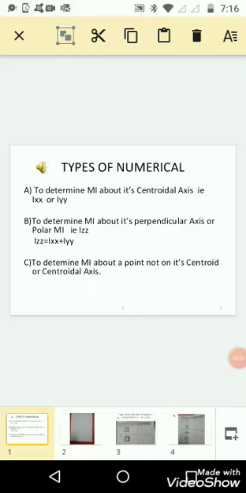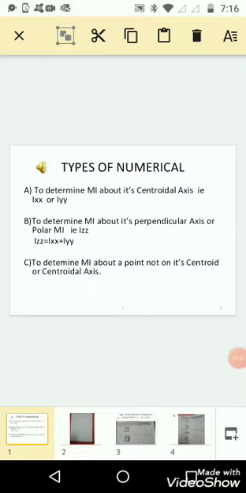We have seen that a lamina has x and y axes. It's a plain two-dimensional lamina. So if we want to find moment of inertia perpendicular to that lamina, that means it is going to be the z-axis. So this is the second type of problem which we will solve later.